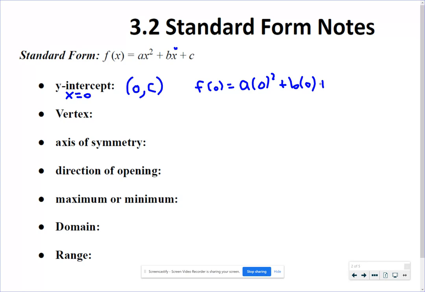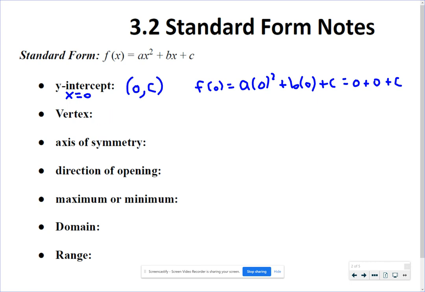And what is going to survive? 0 squared is still 0. 0 times 0 is 0. Times a is still 0. b times 0 is 0. 0 plus c. There's our survivor, c. There's our y-intercept. So the y-intercept is (0, c). We can just look at the function when it's in standard form and read the y-intercept.